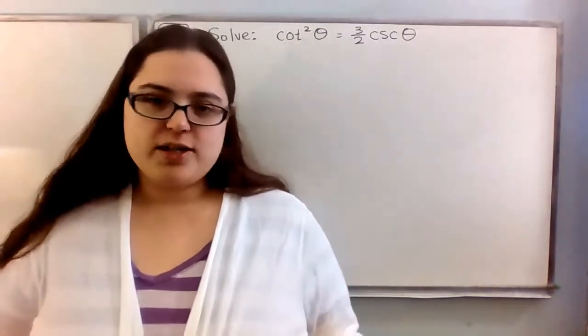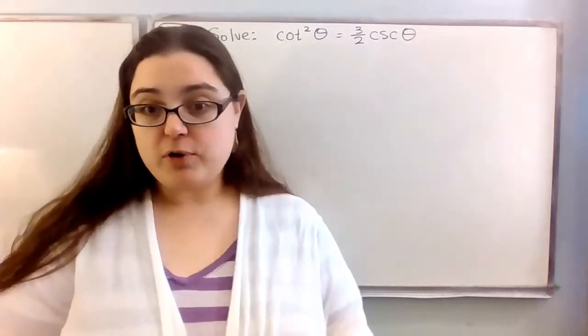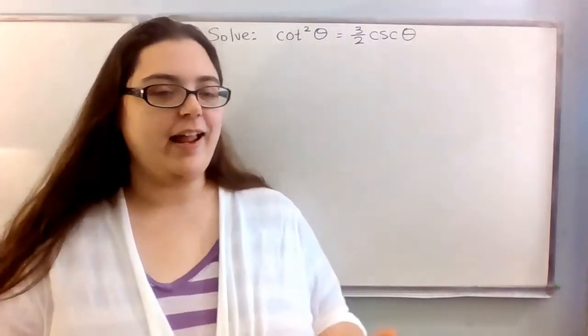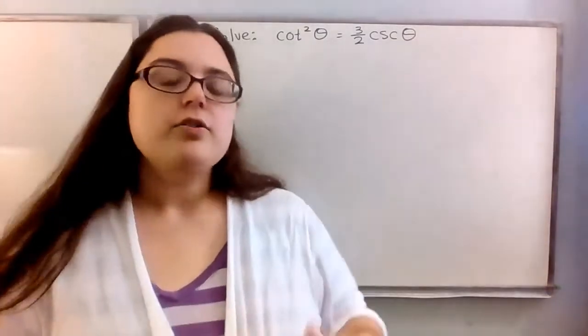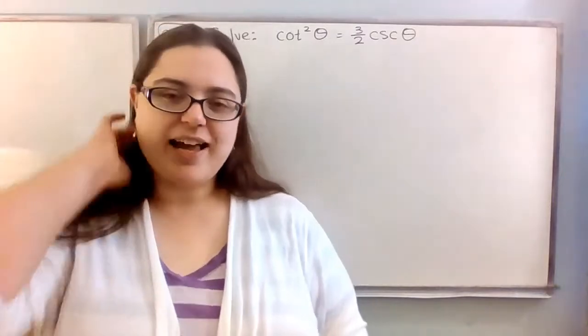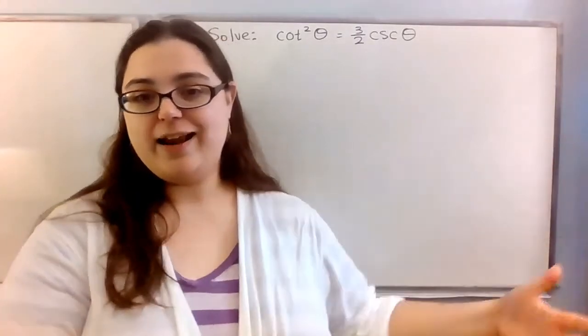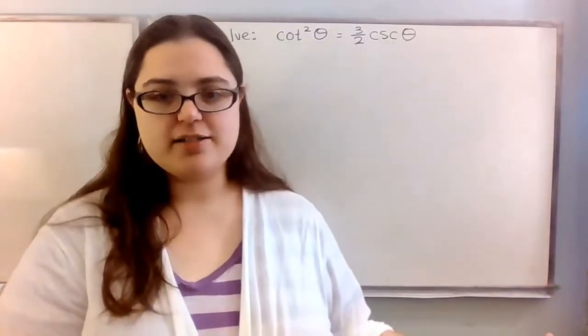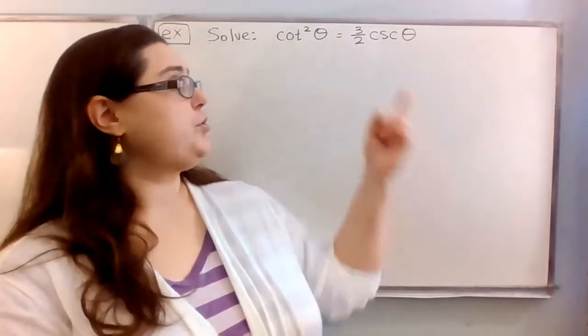Now, when I look at an equation like this one, a few things I'm noticing. Thing number one is that I don't have a specified domain that I'm looking for my solutions on. That means this is going to require a general solution. So at the end, I'm going to have to take my base solutions and add k times whatever the period is.